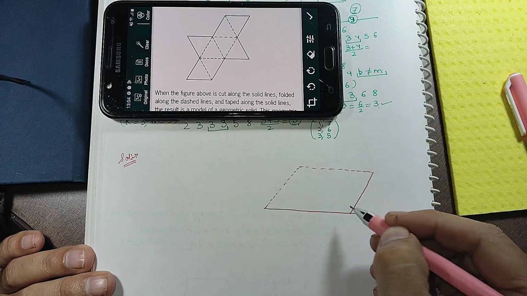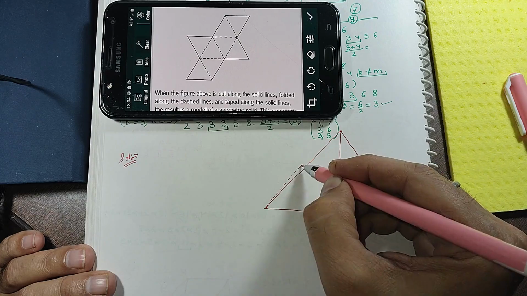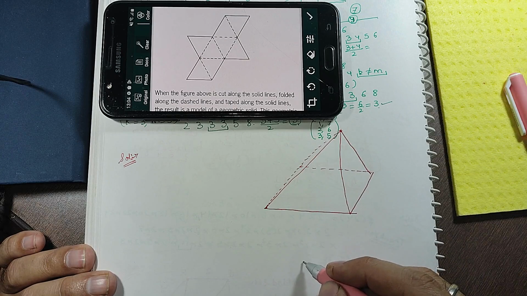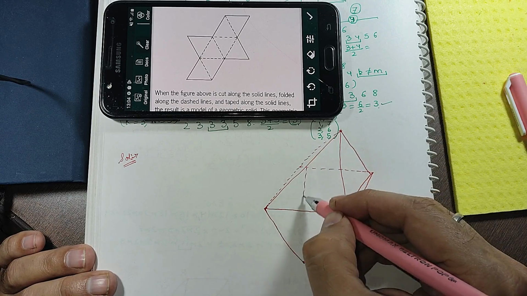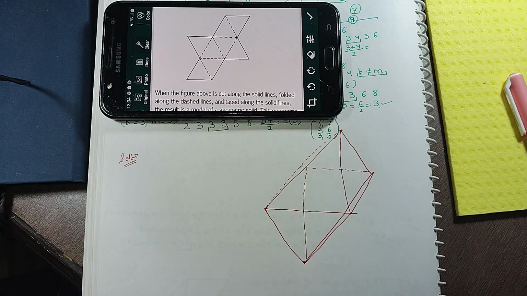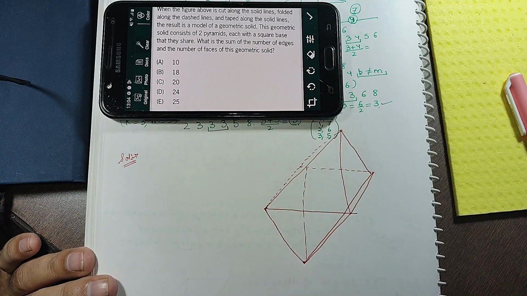Right? And let us suppose this is a square base on which a pyramid is built. So one will be like this, right? And joining which will be in the back side. And the second pyramid will be on the downside. So that will be like this. So this is the square base, with one pyramid above it and one pyramid below it. Now we need to find the number of edges and the number of faces of the geometric solid.